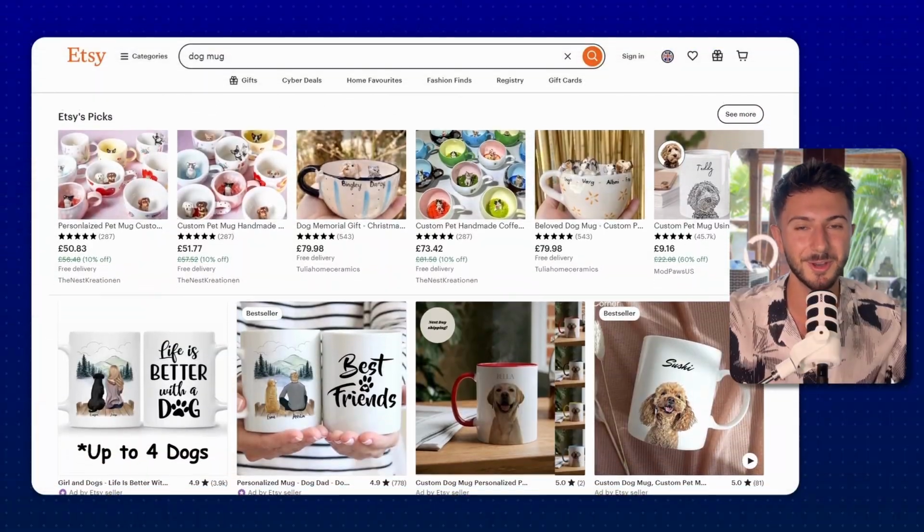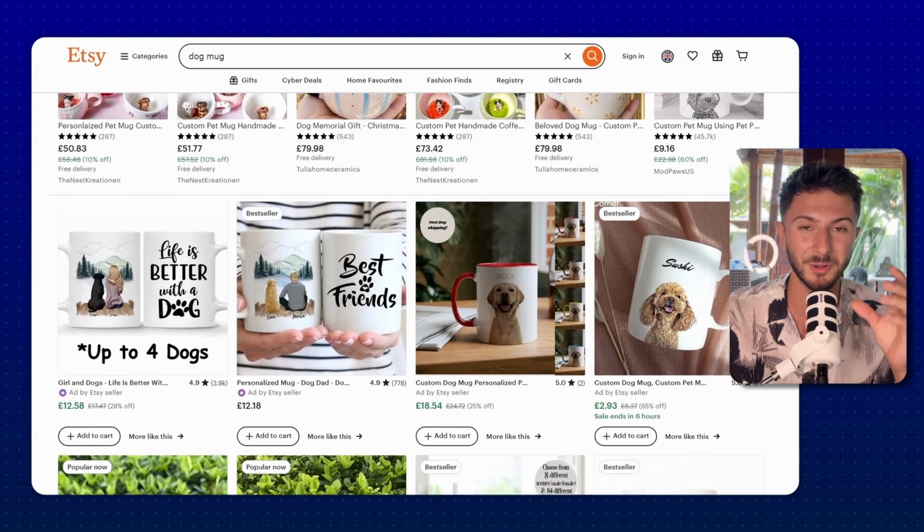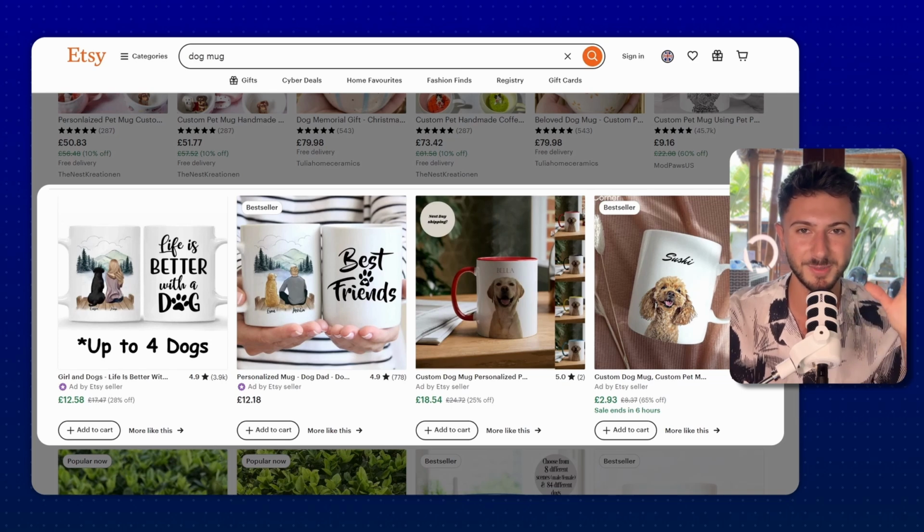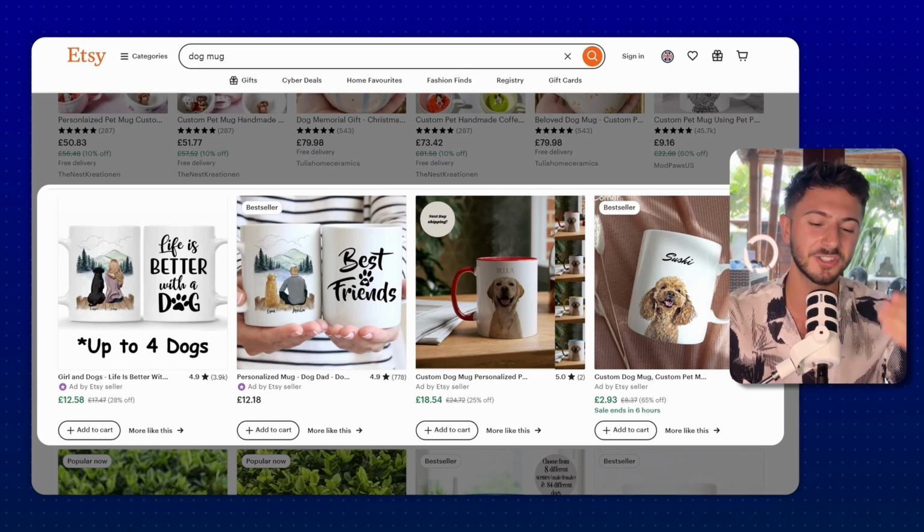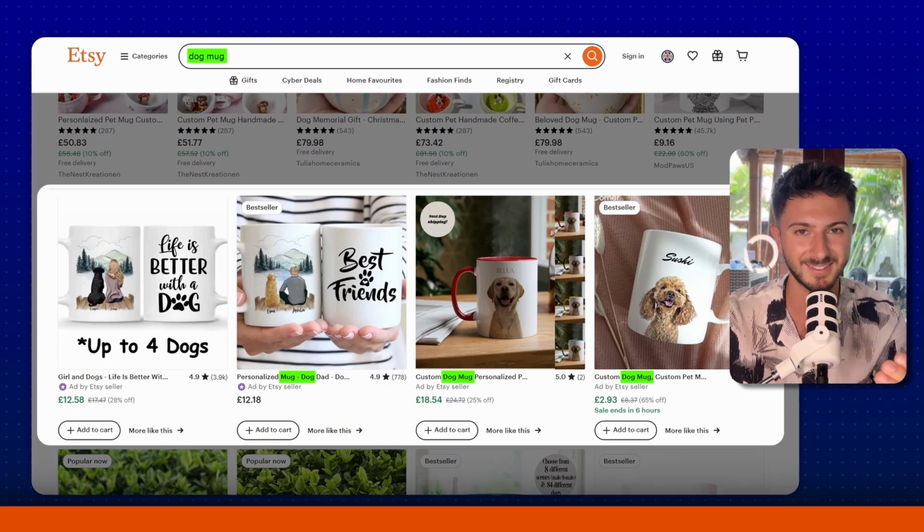Another thing that you should know is that your advertised listings on Etsy are only ever going to be shown to customers who are actually searching for the search terms that you've got in your listings SEO. So you're never going to be paying money for your listings to just be shown to, say, complete random audiences.